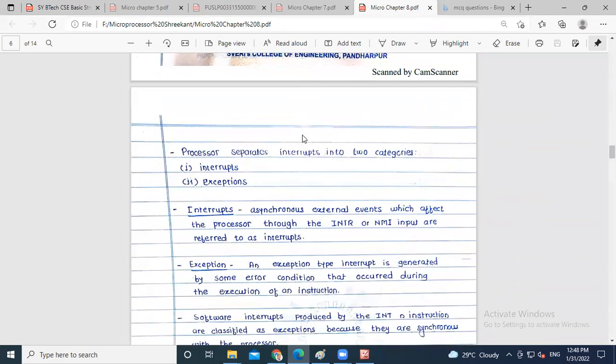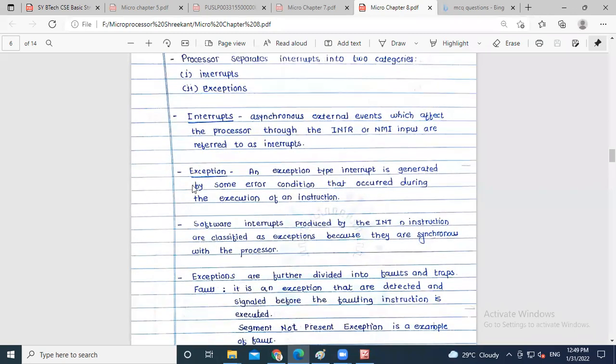80286 microprocessor chip. So in this 80286 processor, it separates interrupts into two categories. What is an interrupt? Everyone knows that interrupts are nothing but some problems or abnormalities during the execution of programs. The asynchronous external events which affect the processor through the interrupt or non-maskable interrupt input are referred to as interrupts. Maskable and non-maskable we have already studied in the interrupt units.